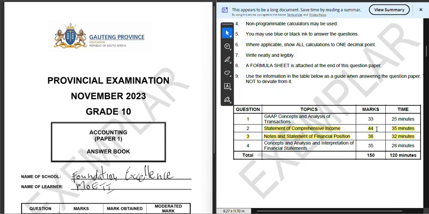Now look at the mark allocation here. The mark allocation says 44, and this is for 35 minutes. Remember that there were a couple of things that you needed to know which I had to elaborate on, hence we took more than 25 minutes on the first question. So this one is about 35 minutes, and I'm going to do this video in 2 segments.